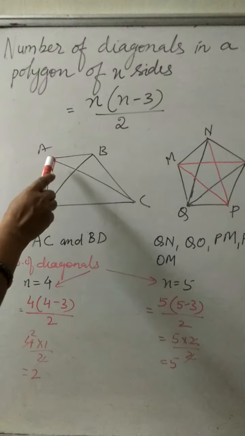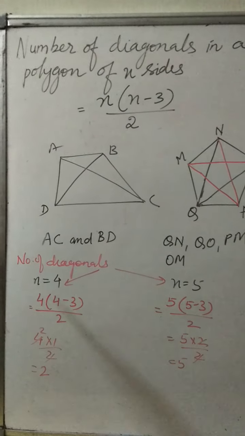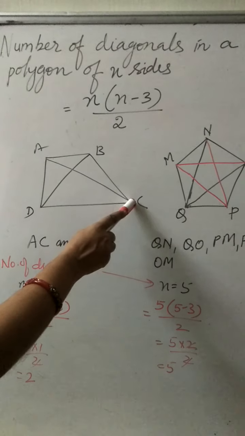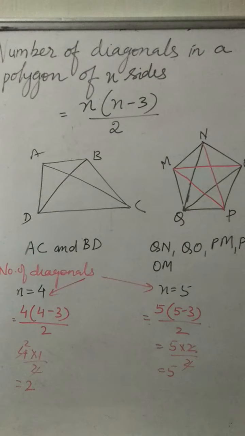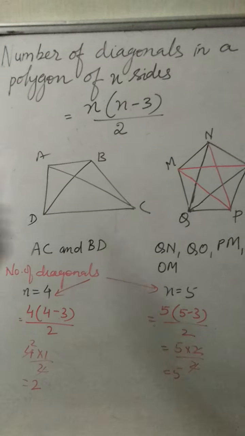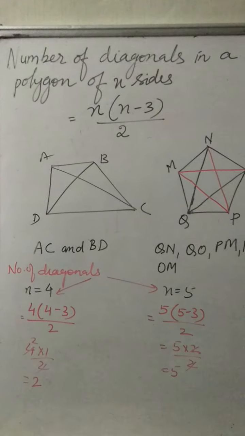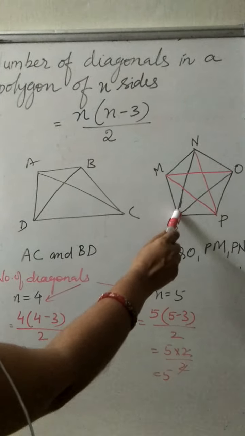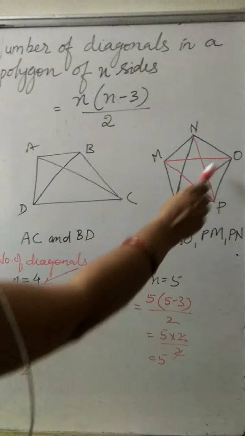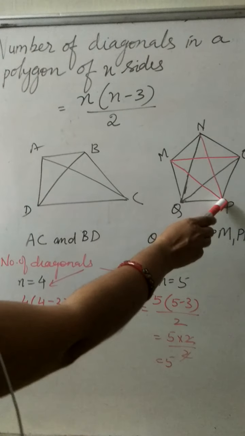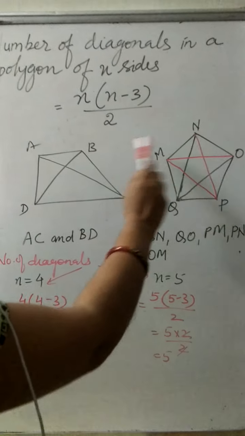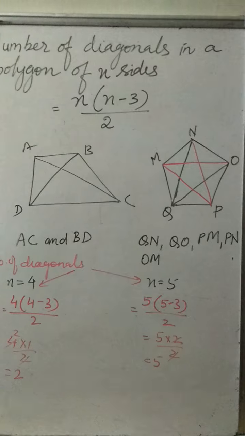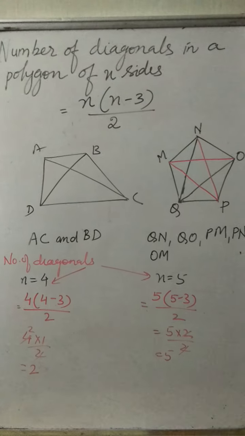So in this polygon whose sides are 4, which are its diagonals? By inspection you can find out AC is one diagonal, and BD is another diagonal. So the number of diagonals is 2 if the number of sides is 4. Now when the number of sides is 5, you can see QN is one diagonal, then QO is another diagonal, then PM, then PN, and OM. So the number of diagonals that I have written here is 5. By inspection we can find it as 5.